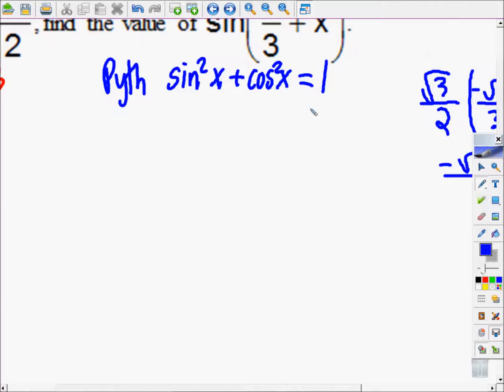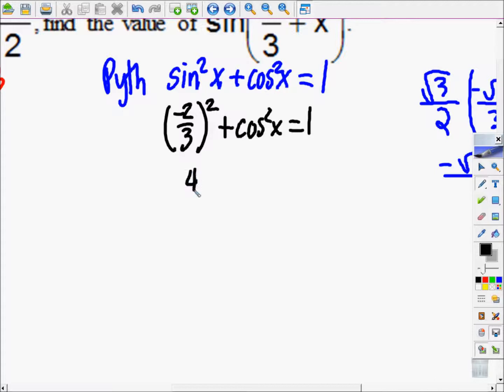So then I have negative 2 over 3 squared plus cosine squared of x equals 1. What I told you guys yesterday is that at this point we should understand that all we're doing is squaring and subtracting from 1, so you shouldn't have to go through this whole step every single time. A negative times a negative is a positive. So negative 2 squared becomes positive 4, and 3 squared becomes 9.